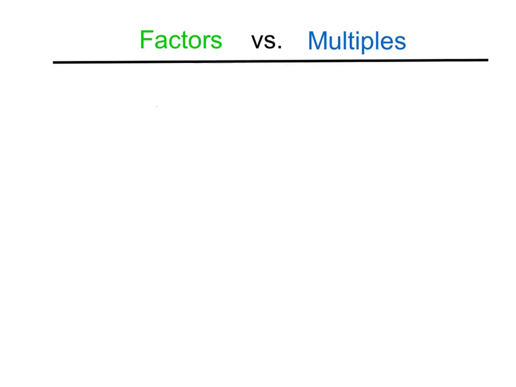So factors. For instance, if we wanted to find factors of 18, we're looking for two factors that multiply together to get 18. There are different ways to do that. We could do listing, we can do a T-chart. I'm going to do a T-chart because I like that way better.